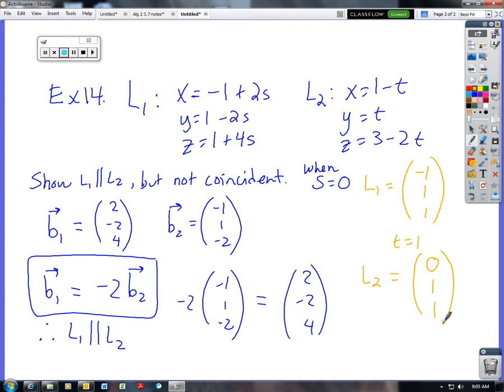And you can see that when s is 0, t equals 1, and you will not be at the same point on each line. So they're not coincident, because (-1, 1, 1) does not equal (0, 1, 1).